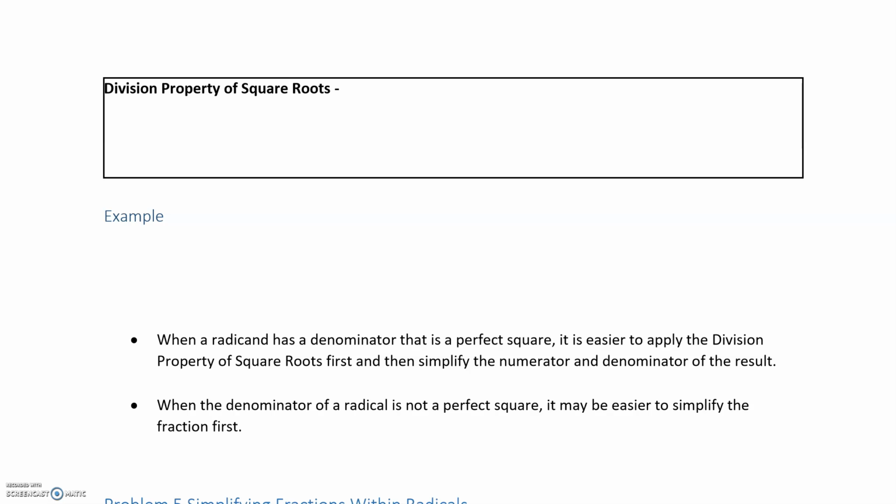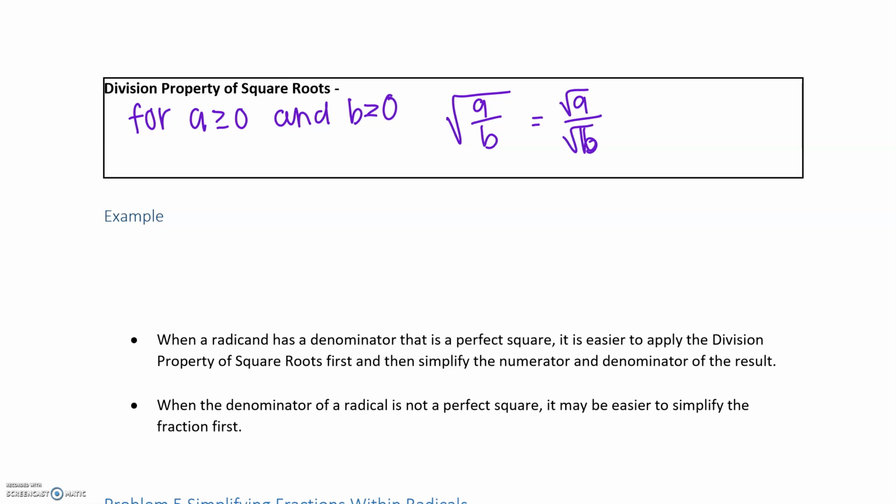Okay, so on this next page, what we're going to do is use our division property. Our division property says that for a number a that is greater than or equal to 0 and a number b that is greater than or equal to 0, if we have the square root of a over b, that actually just means that we've got the square root of a divided by the square root of b.